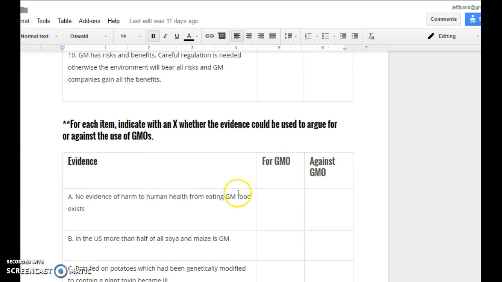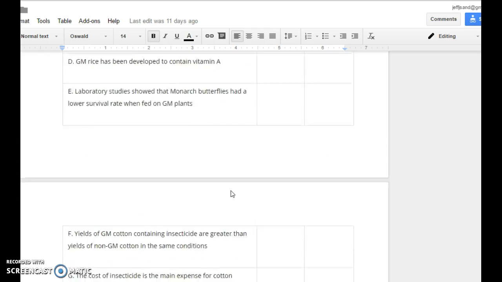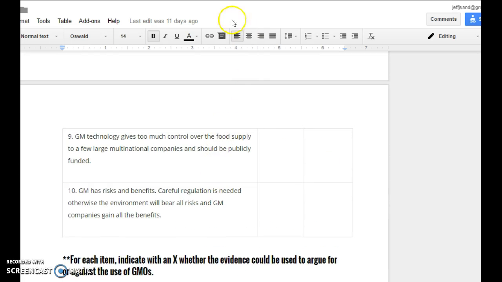And then down here with this evidence, I would like for you to identify whether this evidence would support GMO use or be against GMO use. And then go ahead and turn that in. And as always, please remember to share this with me at my email address.